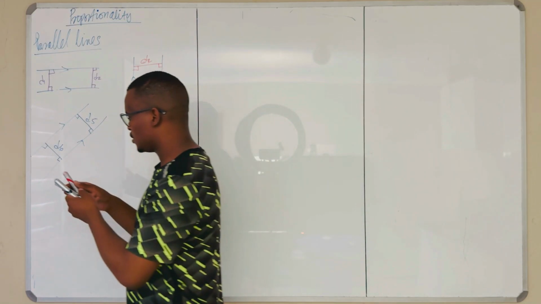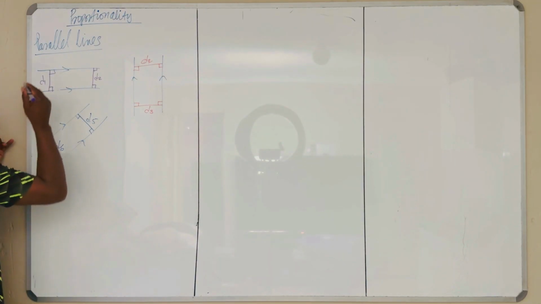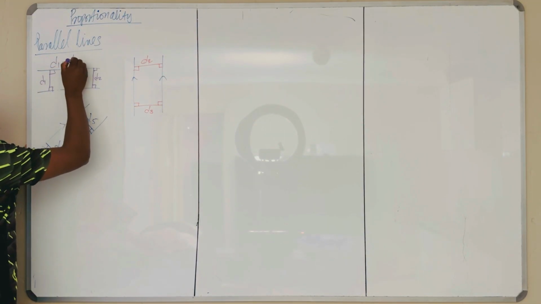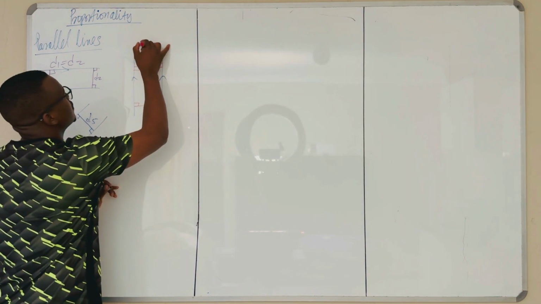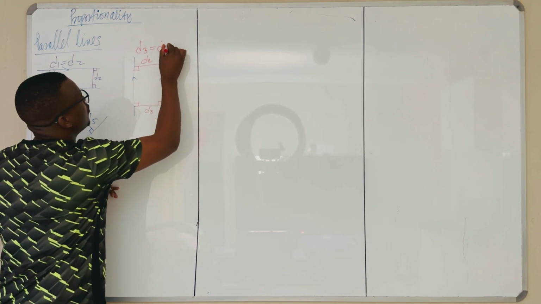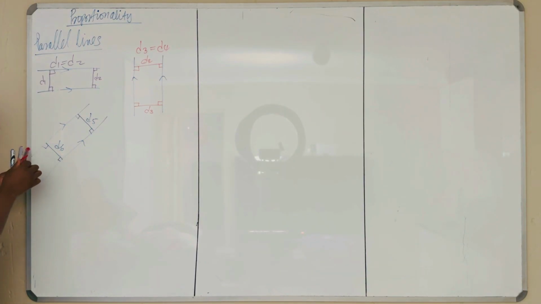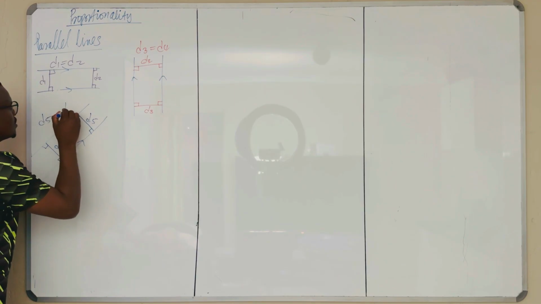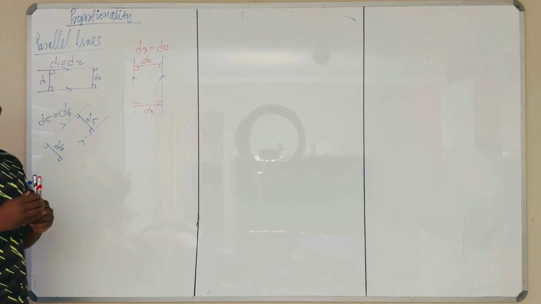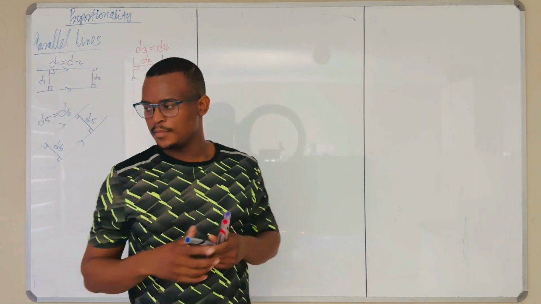So in this case, your D1 equals D2. And in that case, your D3 equals D4. And in this case, your D5 equals D6. Any questions about this? No questions. You remember parallel lines?